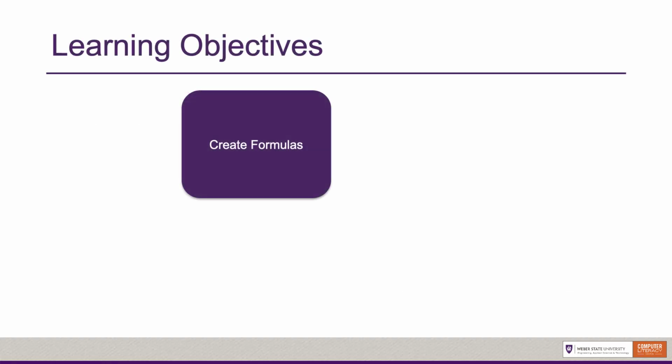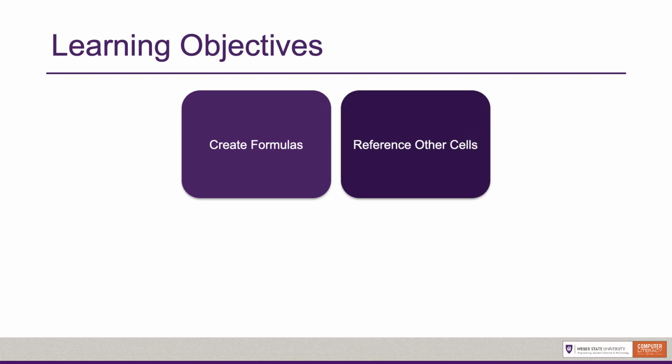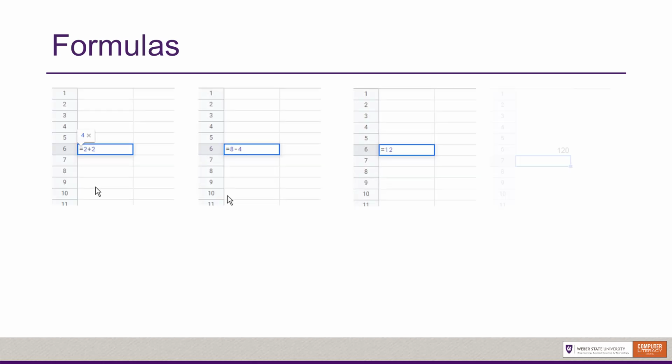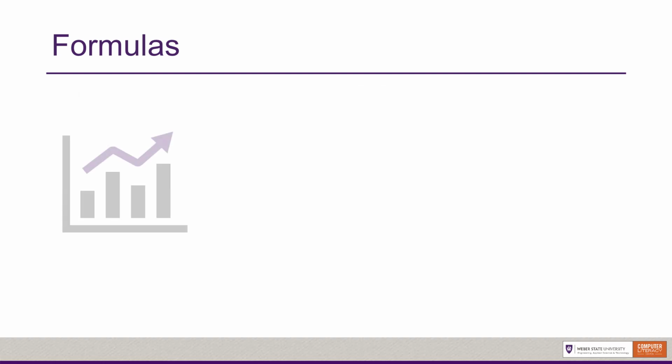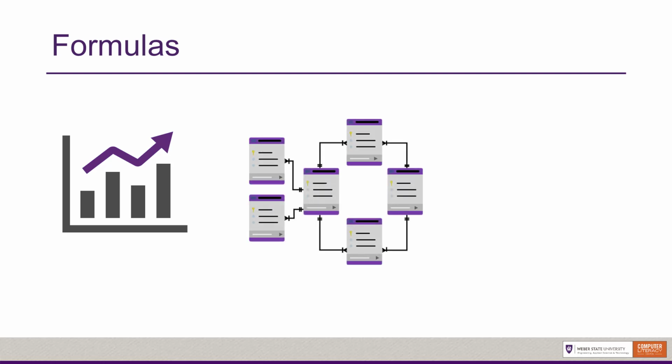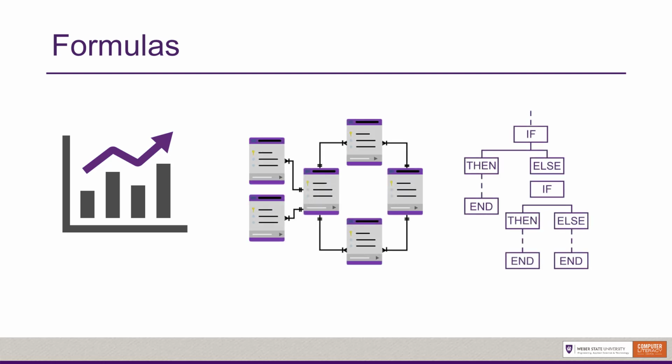During this course, we're going to create formulas and reference other cells. Google Sheets is essentially a sophisticated calculator, and formulas are how we make those calculations. A formula at its base is an equation. They can be used to add, subtract, multiply, and divide. More complex formulas are able to calculate the future value of a loan, look up records in large amounts of data, and create complex if statements.